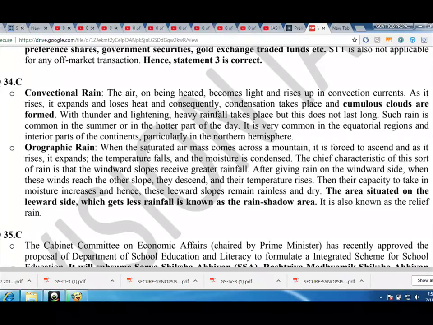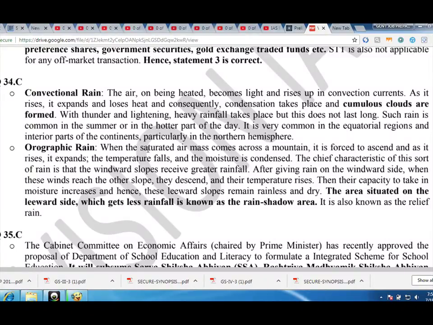Orographic rain: when the saturated air mass comes across a mountain, it is forced to ascend, and as it rises, it expands, the temperature falls, and the moisture is condensed. The chief characteristic of this sort of rain is that the windward slopes receive greater rainfall.